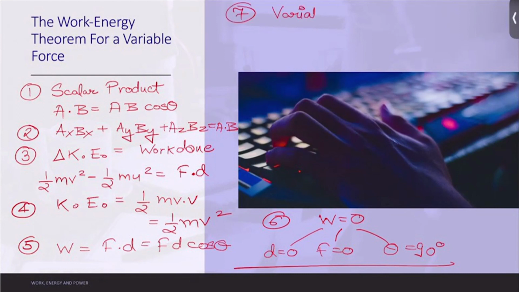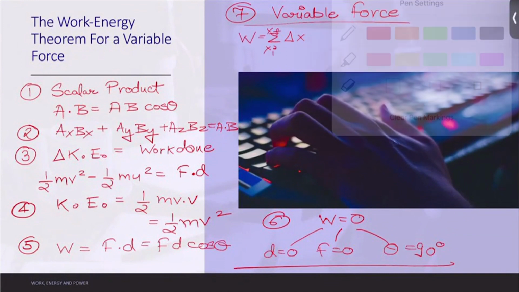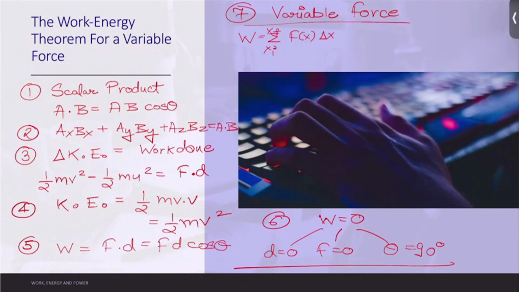Then finally, we understood the work done by a variable force. When we need to understand the work done by a variable force, if we take the value of delta x to be very, very small, then we can say that W is equal to the summation from xi to xf of f of x into delta x. And if delta x tends to 0, in that limit, the work done is equal to the integral from xi to xf of f of x dx.